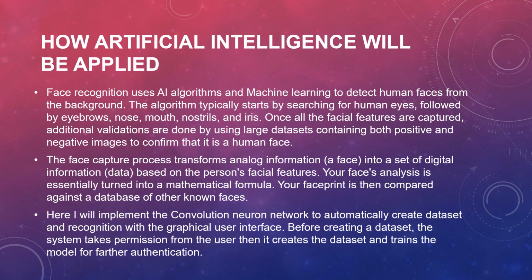How will artificial intelligence be applied? Face recognition uses AI algorithms and machine learning to detect human faces from the background. It typically starts by searching for human eyes, followed by the eyebrows, nose, mouth, nostrils, and the iris. Once that is done, validation is done by using large datasets containing both positive and negative images to confirm that it is a human face.